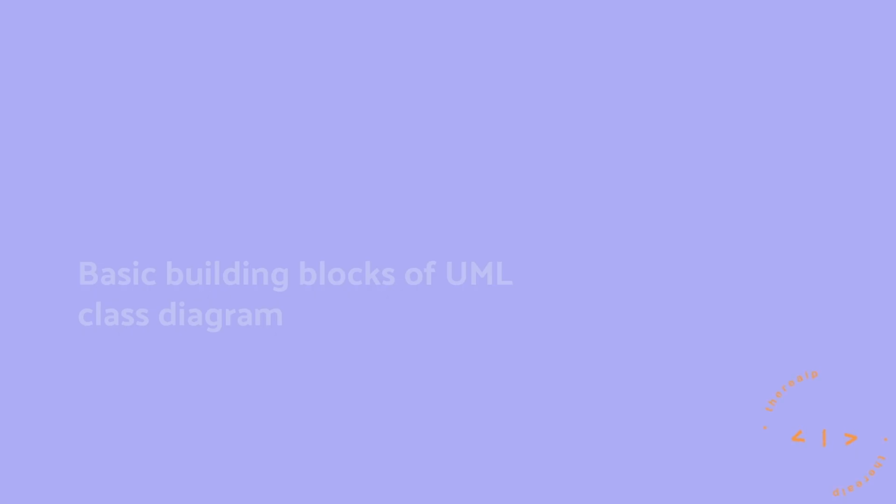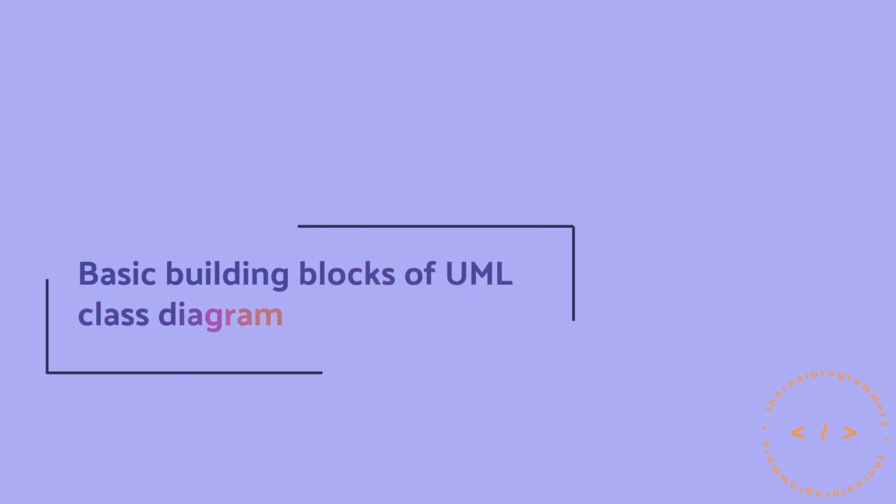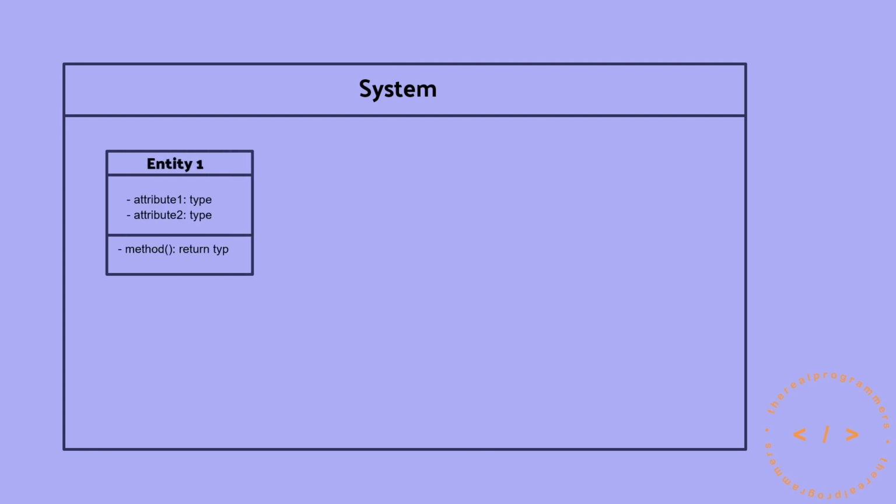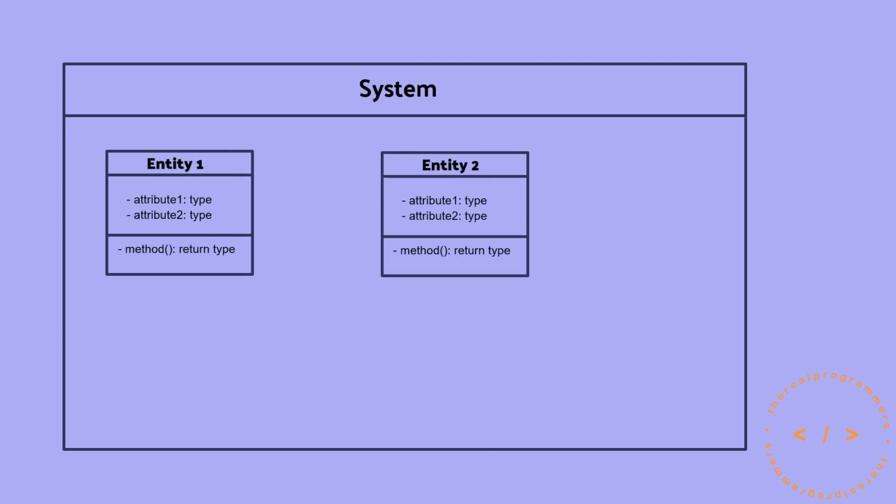Let's start with the basic building blocks of UML class diagram. Suppose you are designing a system and you want to represent some entities in your system via UML class diagram. These entities are nothing but classes, interfaces in your object-oriented design. The first building block we will talk about is a class.